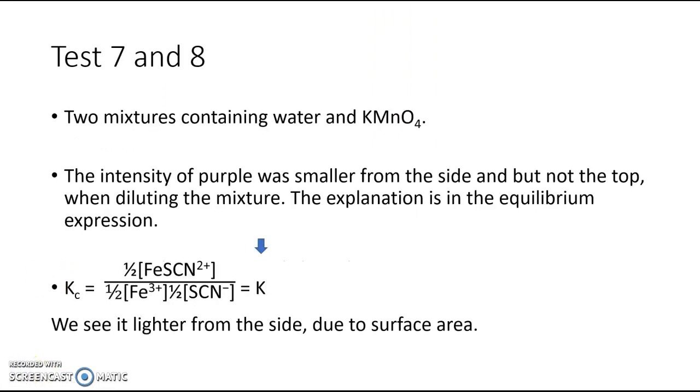In test tube 7 and 8, I didn't have a picture, but what we did was that we made two mixtures containing water and potassium permanganate. What we wanted to check was whether or not a change in volume can change the value of K.